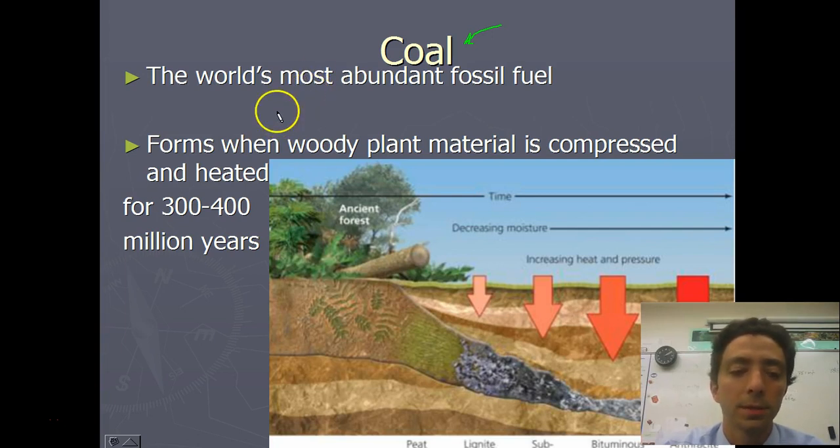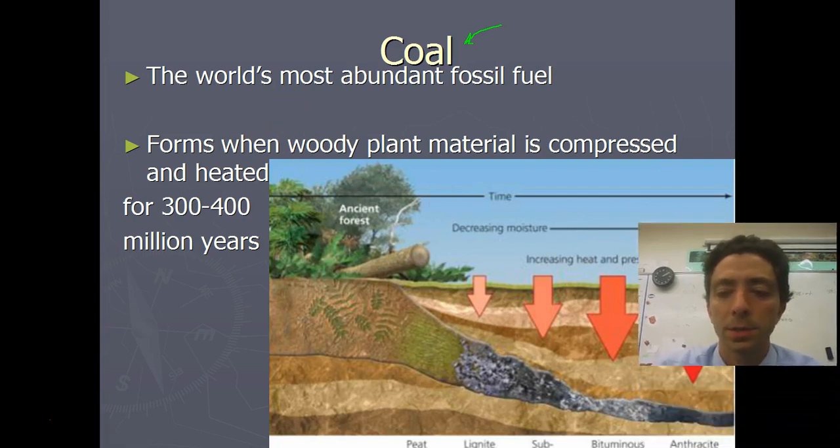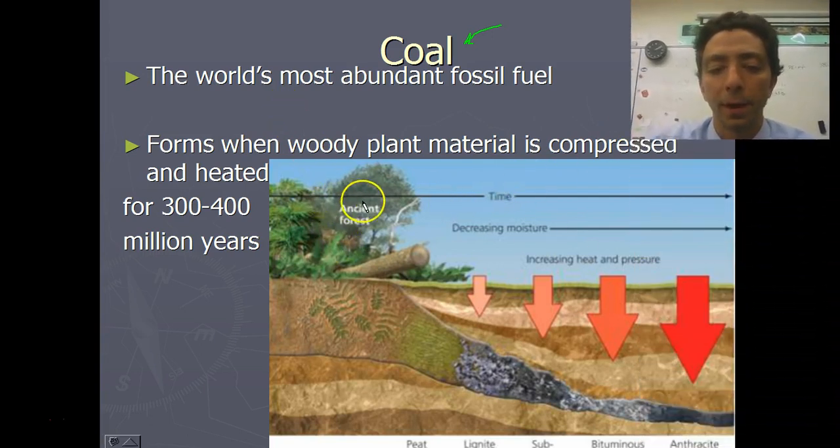And so this is the formation process of coal. Essentially, you've got this ancient forest, woody plant material, that dies and doesn't decompose fast enough, and it gets covered up with sediments. Eventually, over time, the sediments build up and up, and you get a lot of heat and pressure from it. It's really starting to squeeze, kind of like a sponge that you're squeezing and drying out. It's a process that takes about 300 to 400 million years.